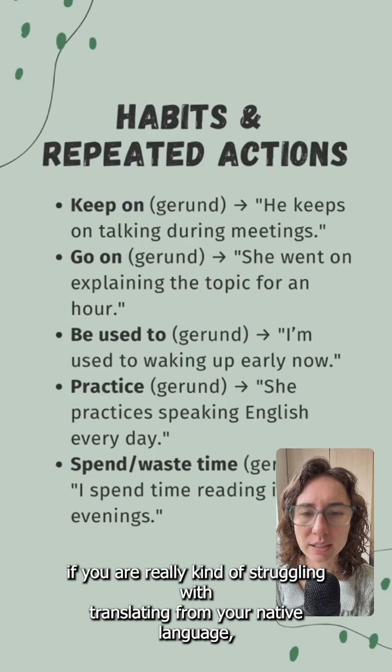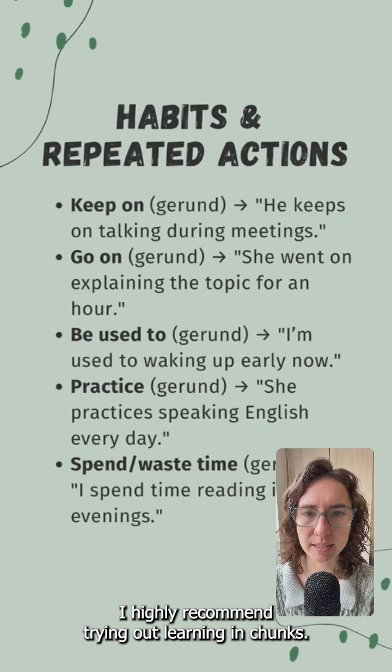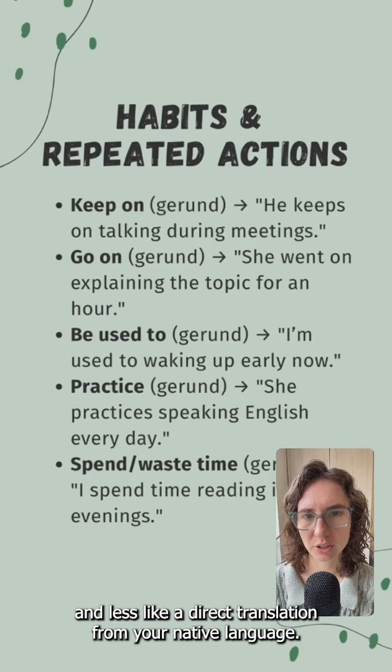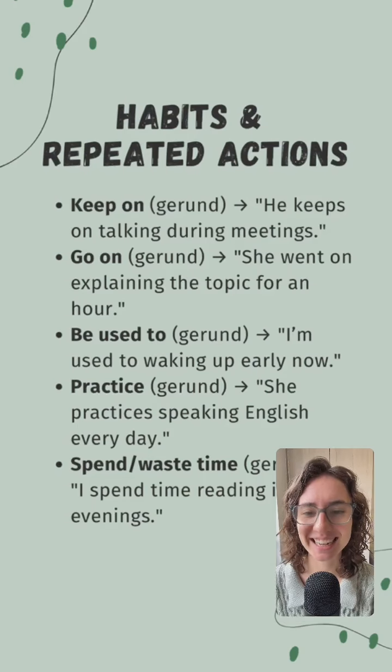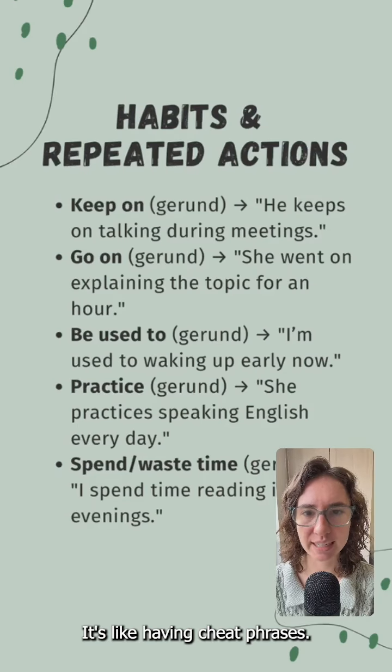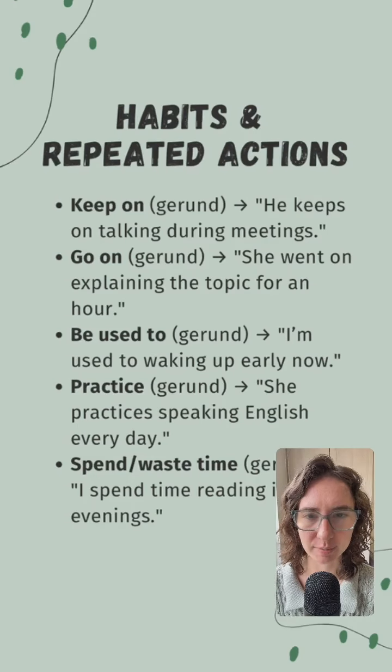So I'll explain a little bit. Some of these are phrasal verbs, which I think would also count as a chunk. So for example, "to keep on": "he keeps on talking during meetings." After this phrase, we're going to use the gerund, right? And "to keep on doing something" is like to continue doing something.